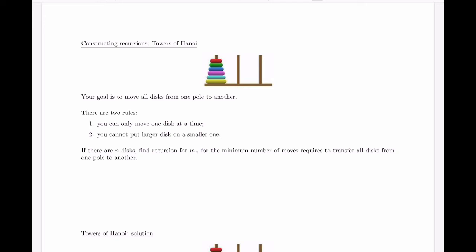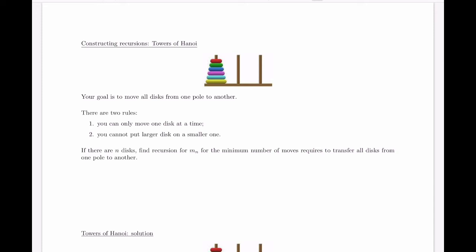So what is the actual problem? The problem is we have 3 poles. One of them has discs in decreasing order of radius, and what we want to do is to move all discs from one pole to another. The classical problem is to move them from one pole to the third one, but it really doesn't matter as long as you move them to a different pole. There are exactly 2 rules. You can only move one disc at a time. So you can move this one down and it will end up here. And the second rule is you cannot put a larger disc on a smaller one. So we cannot have the case where we have this situation. And that proves to be quite restricting already.